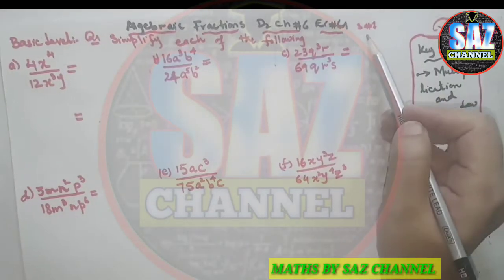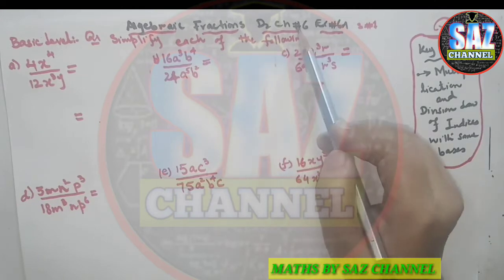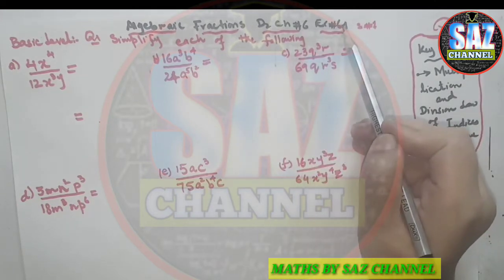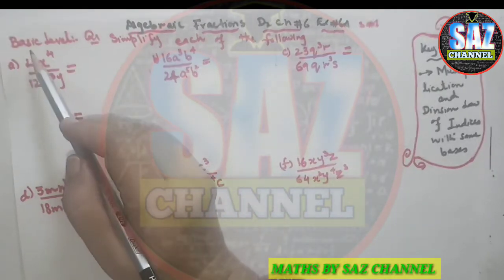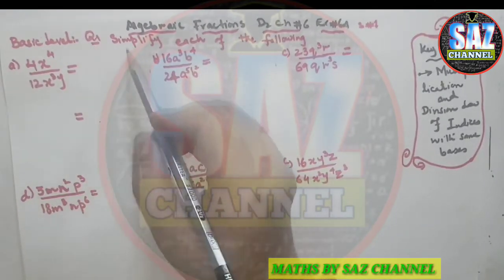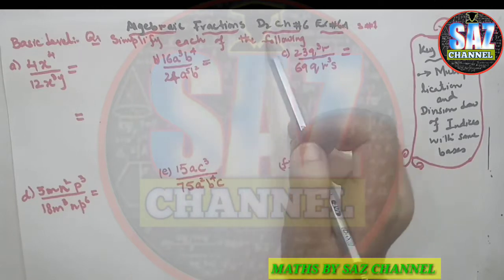This is my first lesson of D2, chapter number 6, exercise 6A, that is about algebraic fractions. In this lesson, I will solve basic level question number 1 that says simplify each of the following.